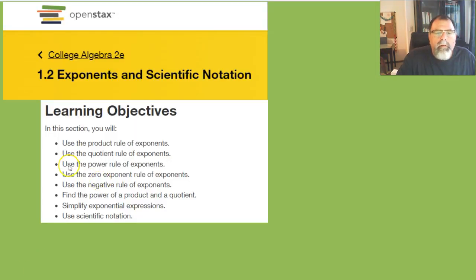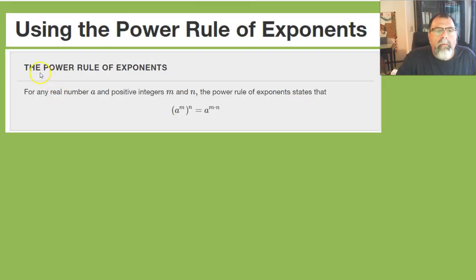On to the next learning objective. Use the power rule of exponents. The power rule of exponents, for any real number a and positive integers m and n, states that a to the m raised to the power n is equal to a to the power m times n.